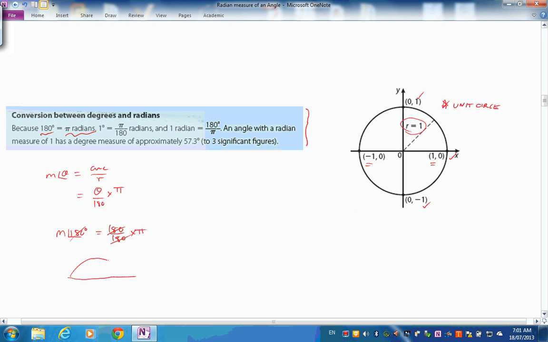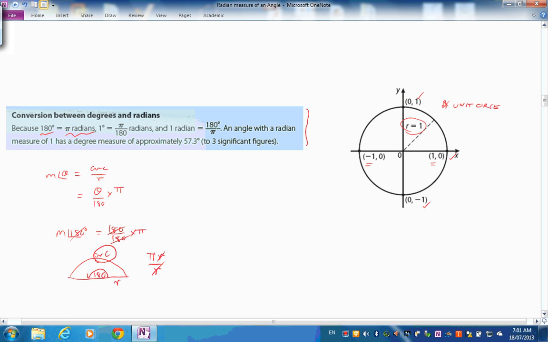For 180 degrees, we're talking about 180 degrees, what would be its arc over radius? Well, the arc is, of course, 2 pi r, and it's a half of that, so it's pi r over r. Do you get it? 180 degrees is equivalent to pi radians. Okay, its arc over radius ratio would be pi.